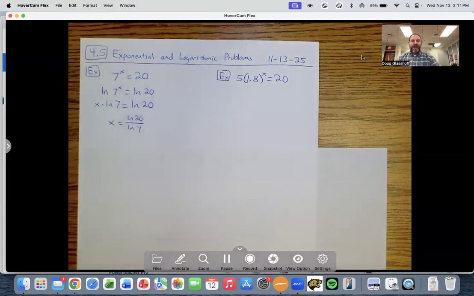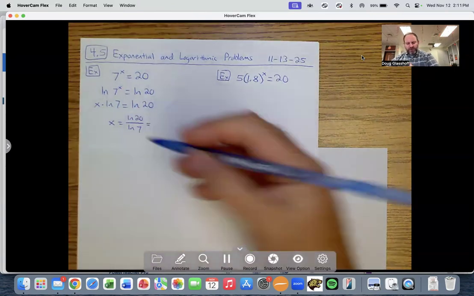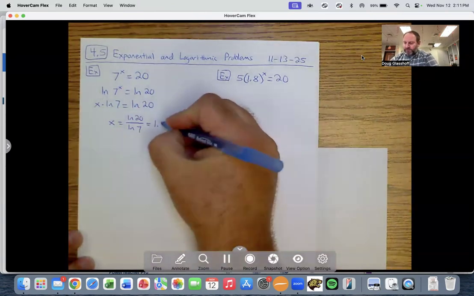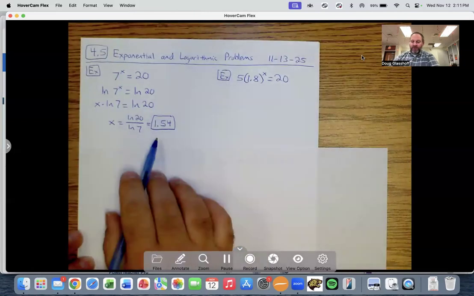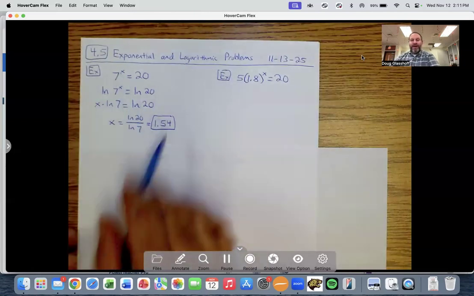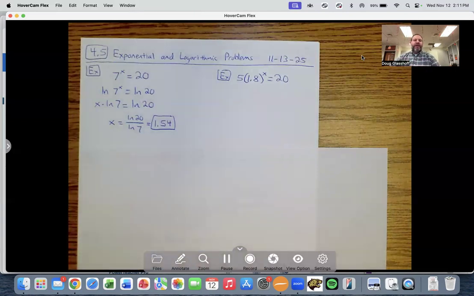Again, I can just type that in my calculator. We talked about that yesterday. Just divide by that, and usually round to 2 or 3 places. I think this one said to round to 2 decimal places. So 1.54. If I were to plug that back in, 7 raised to that power would give me about 20. We're a little bit off because we rounded. So that's using logarithms to solve exponents.